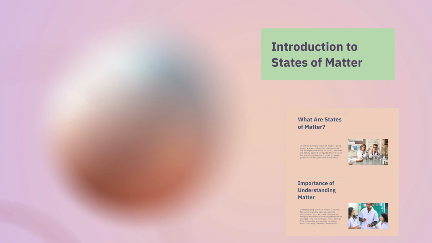First, let's define what we mean by state of matter. What are states of matter? There are four primary states of matter: solid, liquid, gas, and plasma. But today I'll be focusing on three, which are solid, liquid, and gas.